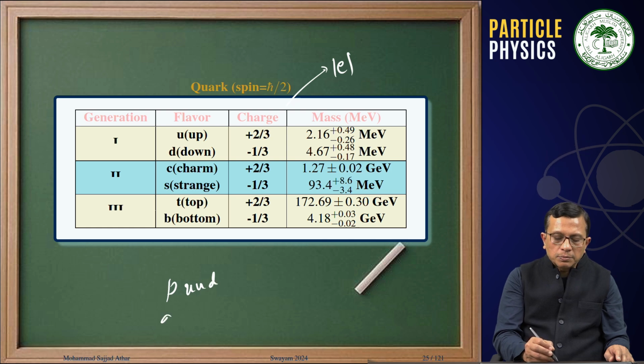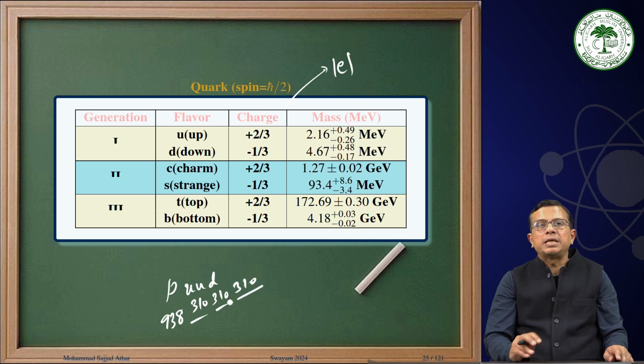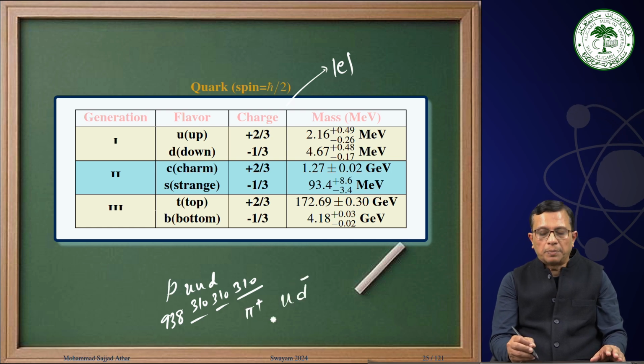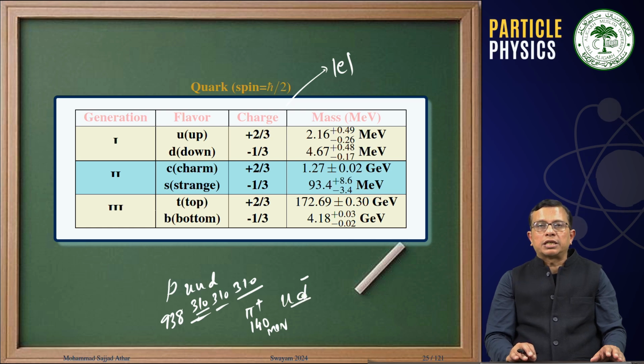But mind it, there is one catch. When we talk about the proton, which is made up of uud quarks, the mass of the proton is 938 MeV. Therefore, we divide this into 3 parts roughly, and this becomes 310 MeV. While when we talk about a pi plus, which is made up of u d bar quarks, and this mass is 140 MeV, you can see that using the same argument, we cannot explain this.